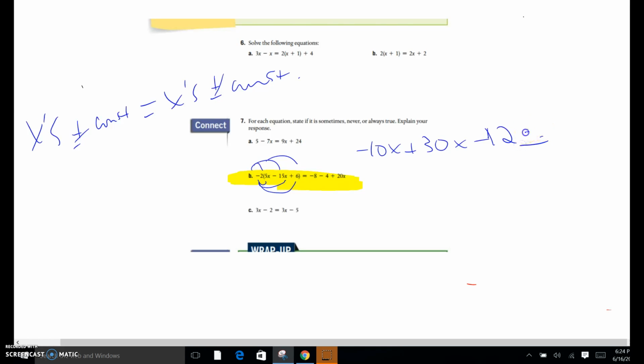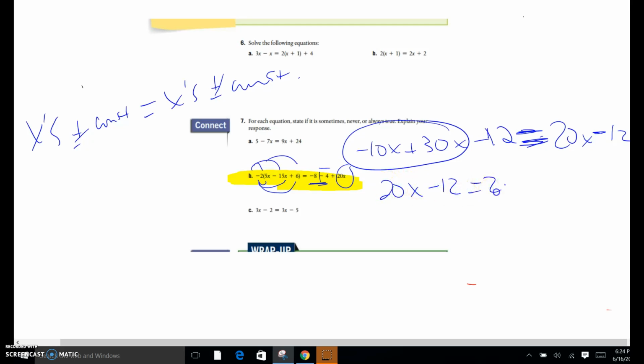And then on the other side, what do I have over here? My 20x is fine, but I could combine these. So if I owe 8 and I owe 4, I owe 12, or minus 12. If you can't see that, you could add the opposite. Debt and debt makes more debt. Now, I can simplify this more. So let's see, x's and x's make x's. I have 30, I owe 10, so that's 20x minus 12 equals 20x minus 12.